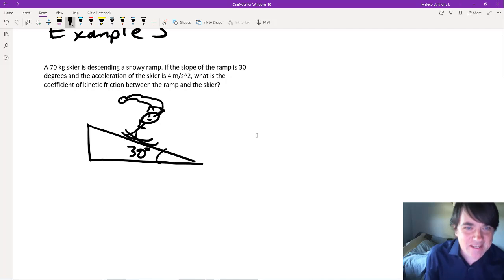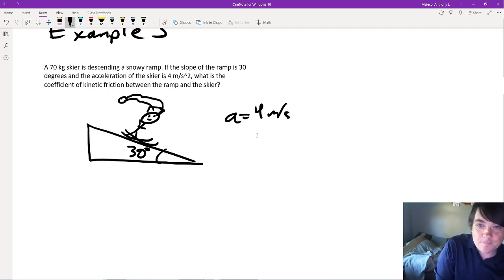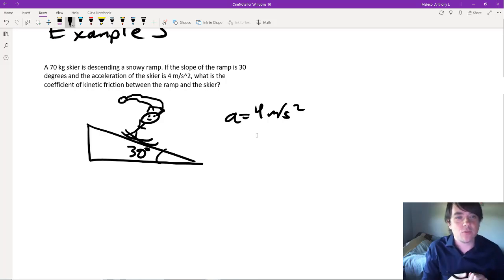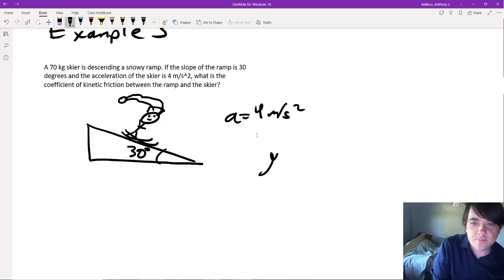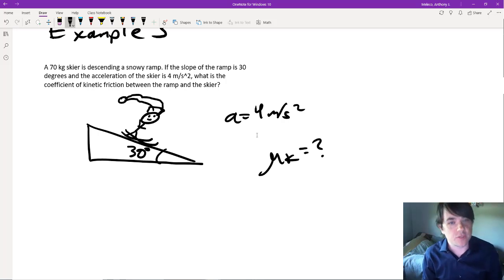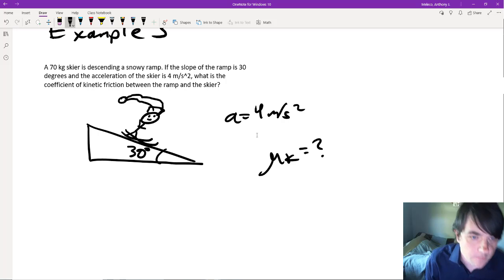Okay, and so they're skiing down this slope. They have an acceleration this time. So we're actually given acceleration. We need to know what is mu k. We want the coefficient of kinetic friction between the ramp and the skier.